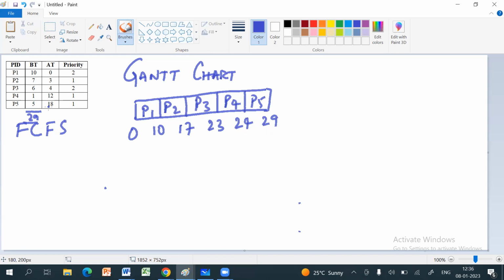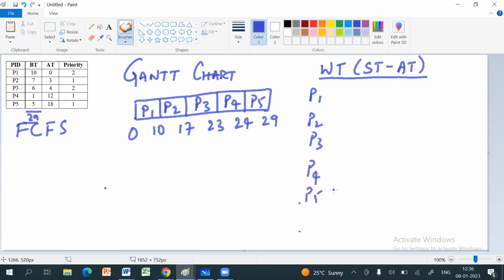Okay, now that we have a Gantt chart here, what is the next thing that we are supposed to do? Obviously, compute the wait time and turnaround time. Now, how do you compute the wait time? Wait time can be computed using the simple formula: start time minus the arrival time. For each and every process here, P1, P2, P3, P4 and P5, we will now compute the wait times. From the Gantt chart, you are able to see that P1 has started at 0.